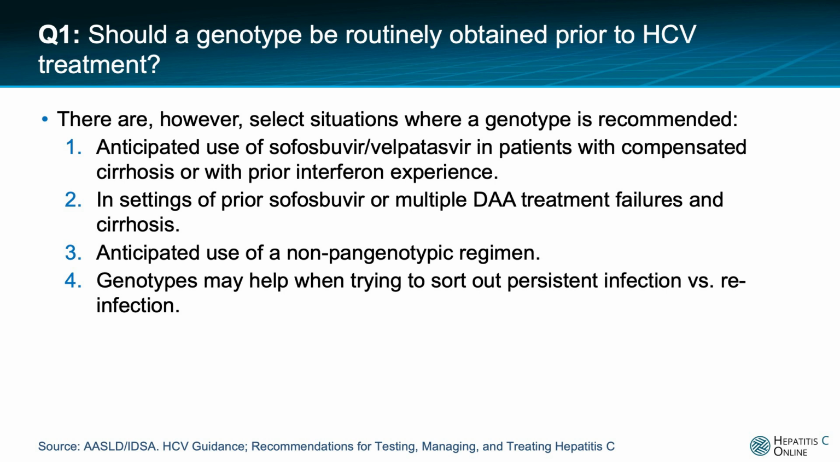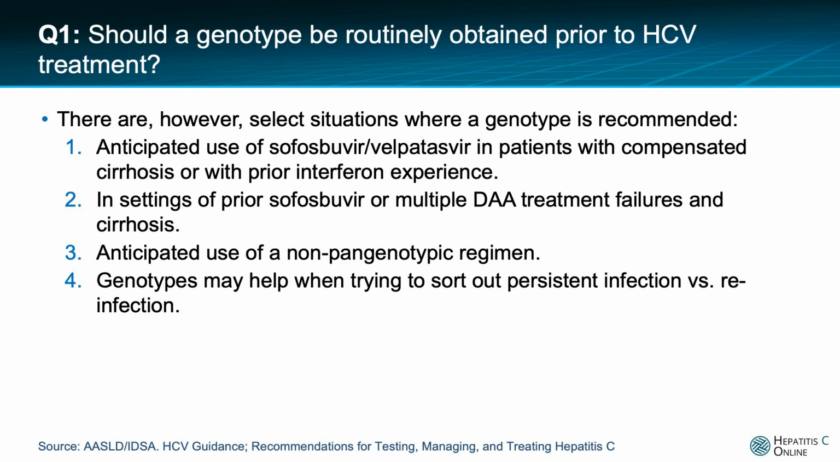These scenarios include, number 1, anticipated use of sofosbuvir/velpatasvir in patients with compensated cirrhosis, or anticipated use of this regimen in patients with prior interferon experience, as resistance testing is needed in this situation prior to treatment of patients with genotype 3. Number 2, in settings of prior sofosbuvir or multiple DAA treatment failures and cirrhosis, as the addition of ribavirin or a longer duration of treatment may be needed in select genotypes.